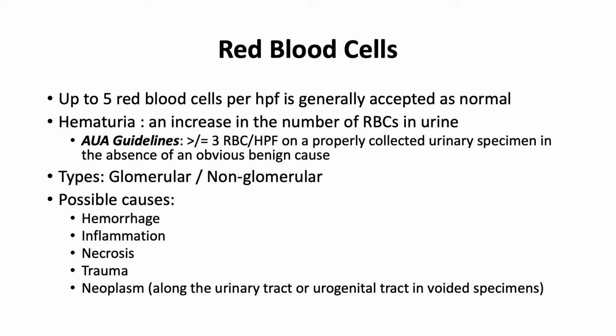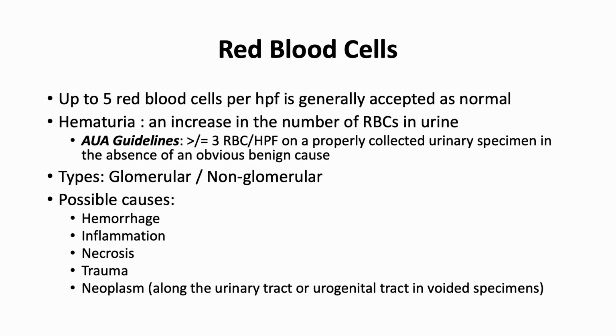So red cells in the urine are a frequent finding, often seen in more than 50% of specimens. Up to 5 red cells per high power field is generally accepted as normal. And hematuria is defined as an increase in the number of red cells in the urine. According to the American Urological Association guidelines, more than 3 red cells per high power field on a properly collected specimen in the absence of a benign cause is indicative of hematuria, and it can be classified into a glomerular or non-glomerular type in reference to the presence of dysmorphic and isomorphic cells respectively.